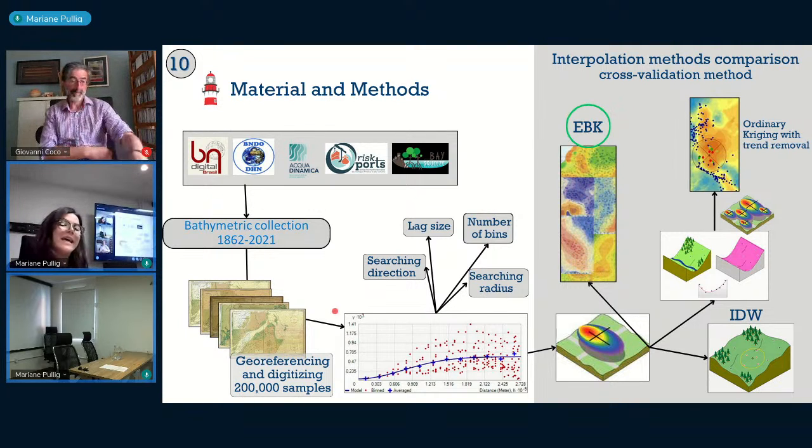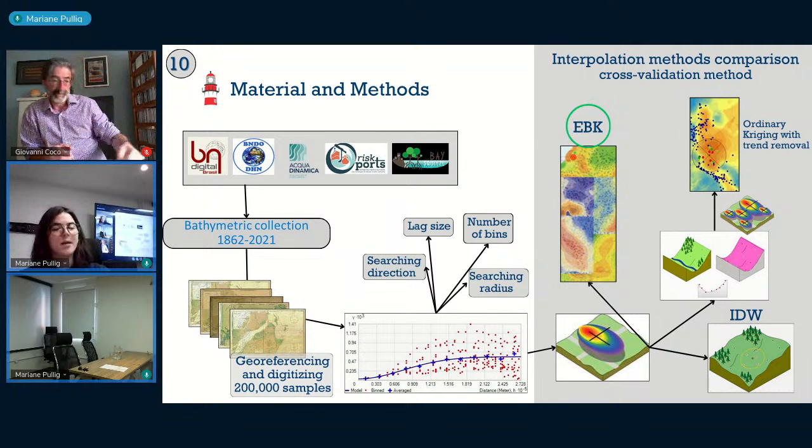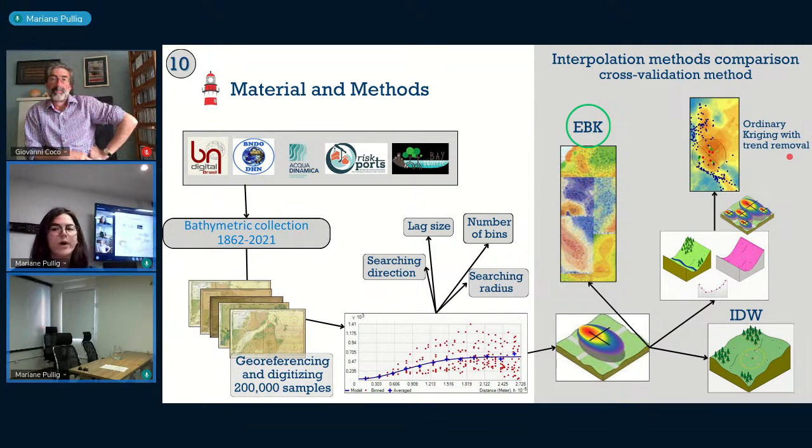Then each dataset was fit to a semivariogram model in order to select the interpolation parameters, such as searching direction, lag size, number of lags, and searching radius. Those parameters were very important to apply to 3 different models, whose results were compared in order to establish the best fitted model to represent the morphological features of Babitonga Bay. So the inverse distance weighting was tested, the ordinary kriging with trend removal was tested, and also the empirical Bayesian kriging. Those methods were compared and evaluated using a cross-validation method.